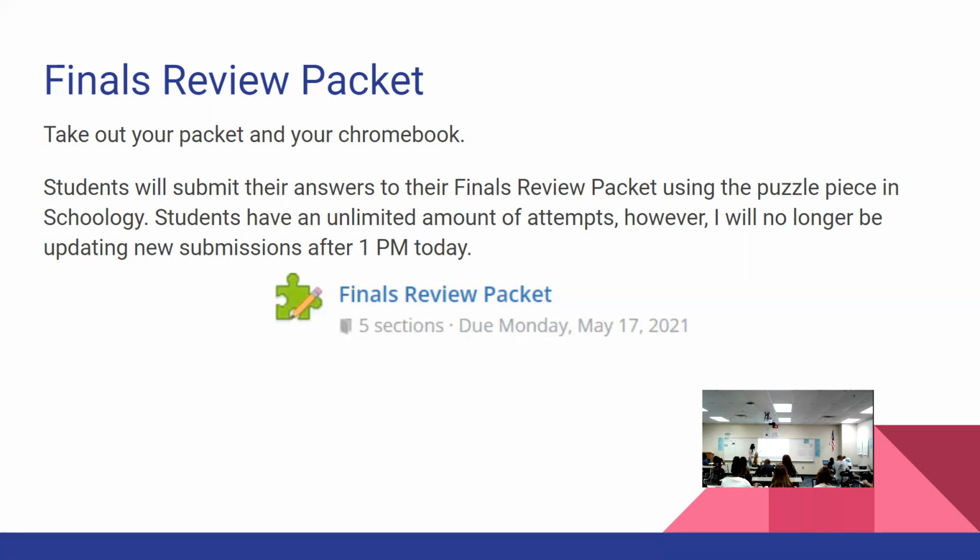You have a limited number of attempts on this puzzle piece. Put your answers in, see which ones you got wrong, maybe star them so that we can go over it, so that you can rework it and put in the right answer and submit it again. Any questions on this? Did I answer your question?